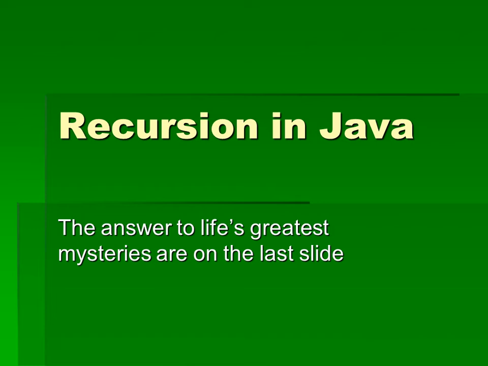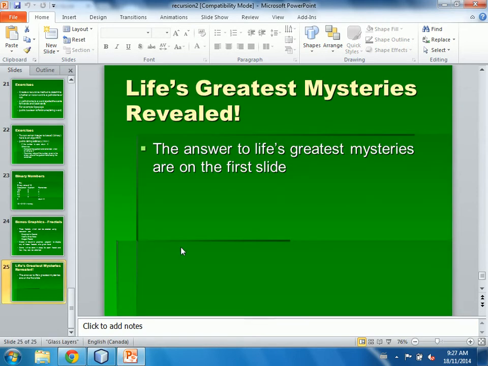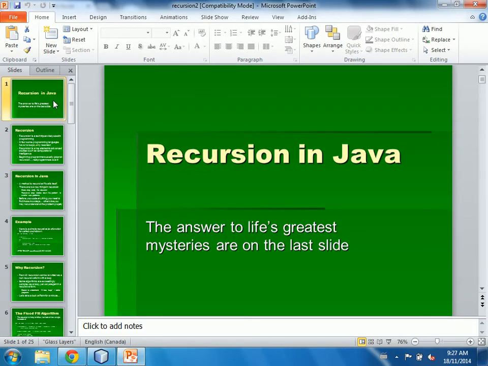So if you get good at thinking this way, it certainly makes your life a lot easier as you go on in this discipline. So for recursion, the first is kind of a cheesy example: the answer to life's greatest mysteries is on the last slide. If you go to the last slide, you will find the answer to life's greatest mysteries. They're on the first slide, which, if you go to the first slide, brings you back here. Now, this is a bad example of recursion in that it never ends.